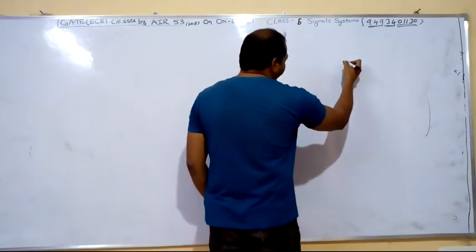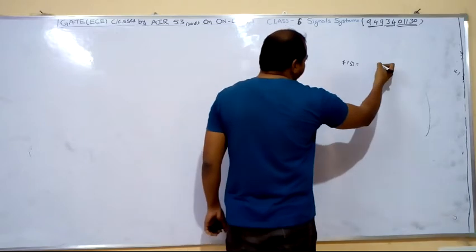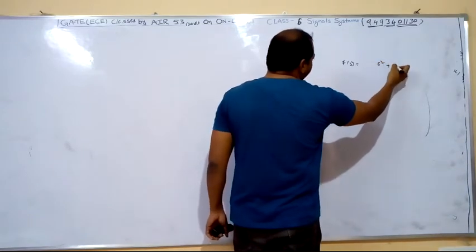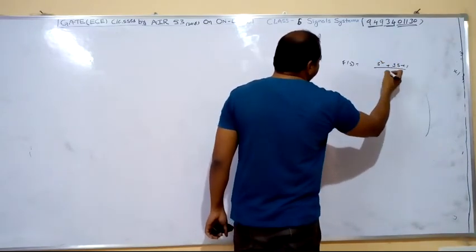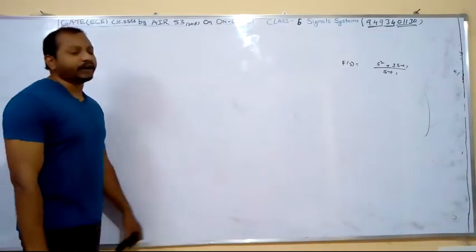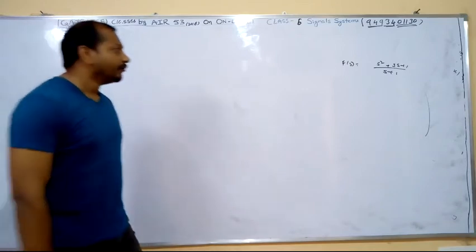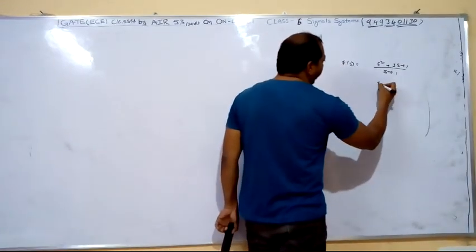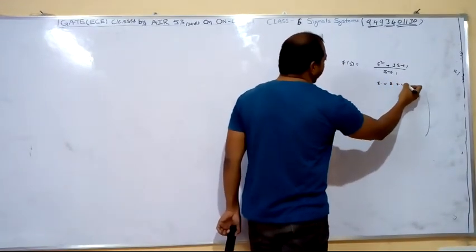Simple questions we can consider. Given F(s) equal to (s² + 3s + 1)/(s + 1), what is the corresponding initial value and the final value? Initial value is equal to how much, they are asking.